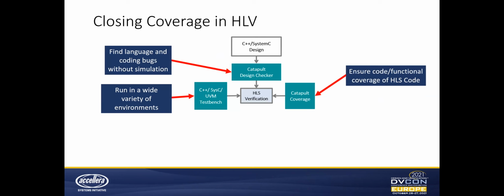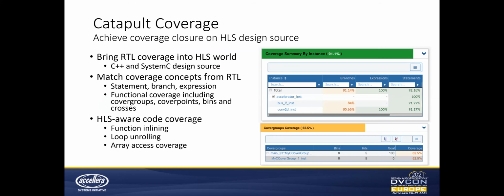This helps us understand how our test environment has exercised the design, but in the context of RTL level code coverage data, even though we're focused on a pre-HLS version of the design. So RTL code coverage and software coverage have both been around for a very long time, but they typically use different metrics and set different expectations. With Catapult coverage, we're bringing RTL coverage concepts into the HLS world, essentially treating our C++ or SystemC design source as a hardware representation and producing RTL-like coverage data as a result.